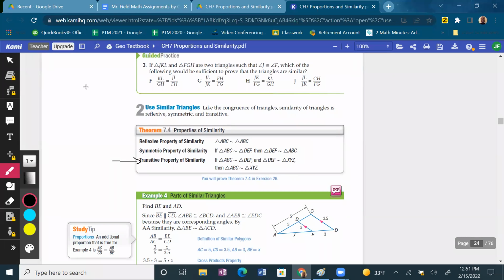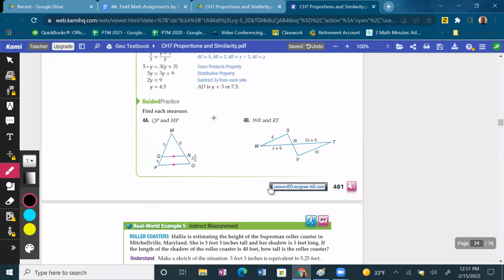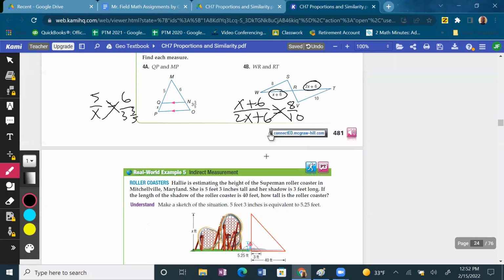The reflexive, symmetric, and transitive property hold true for similarity and parts of similar triangles. You can see that we can set up some other ratios, like this one would be 5/x equals 3/5, and then we would cross multiply. This we can set up x plus 6 over 2x plus 6 equals 8/10, and then cross multiply. So knowing parts of similar triangles helps us.